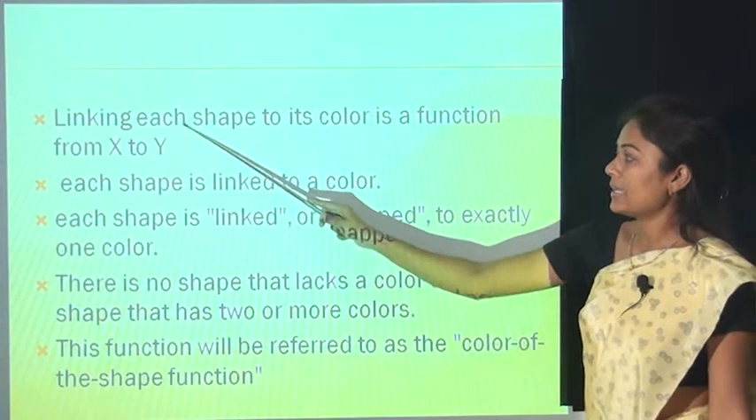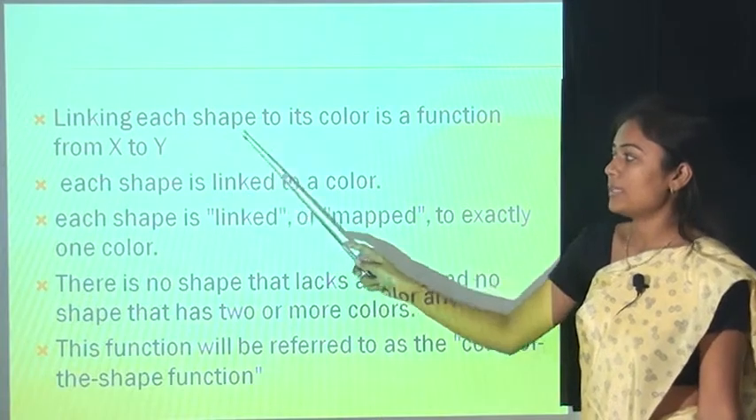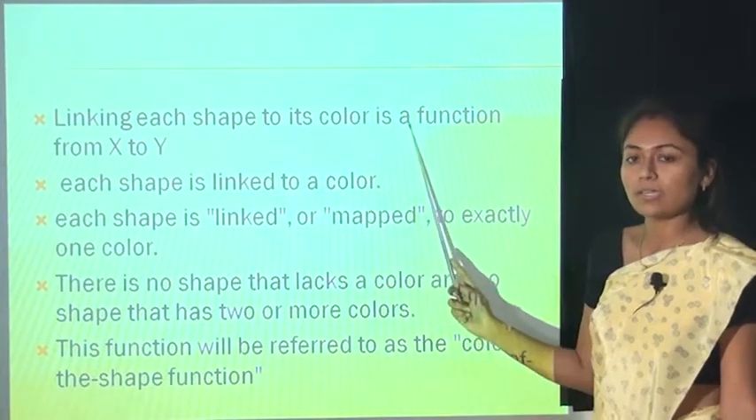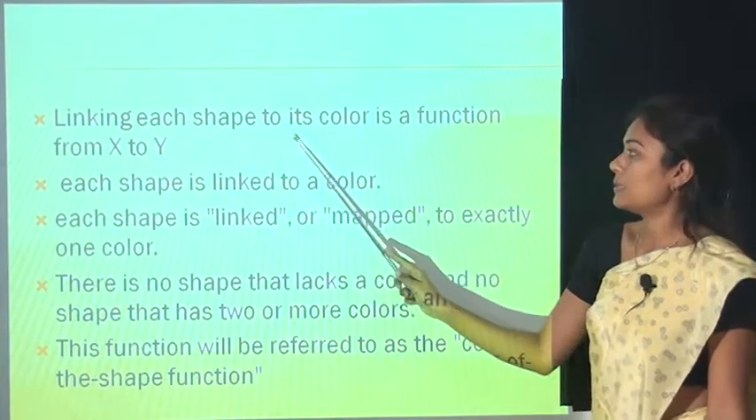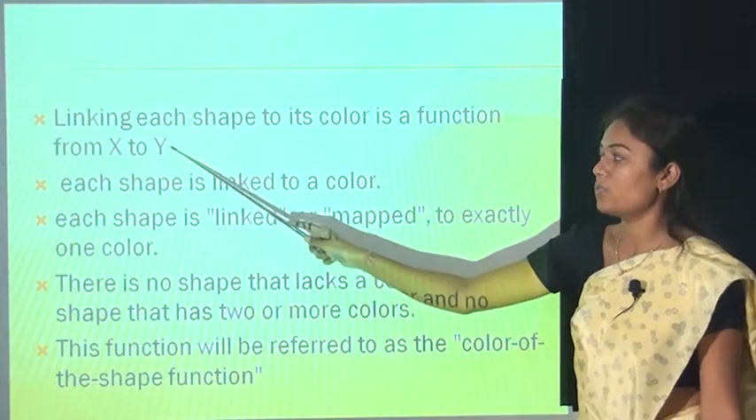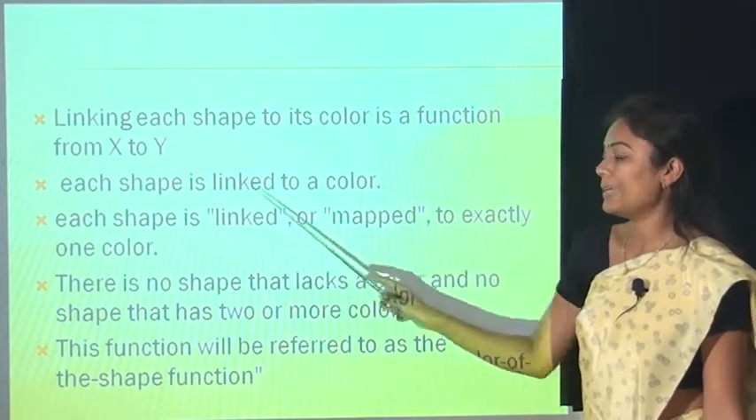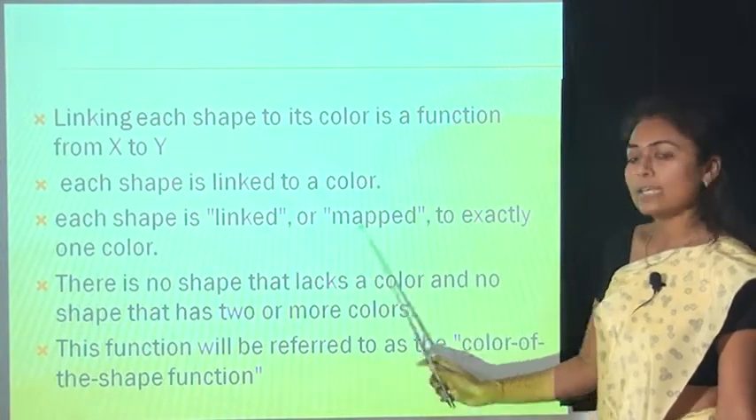Now linking each shape to its color is a function from X to Y. That means from set X to set Y there is some relation which links each shape to its color, and this is said to be a function from our set X to Y. Each shape is linked to a color. Each shape is linked or mapped to exactly one color.